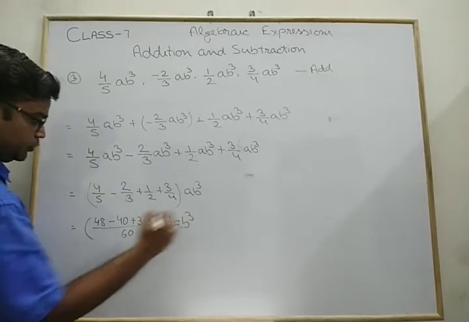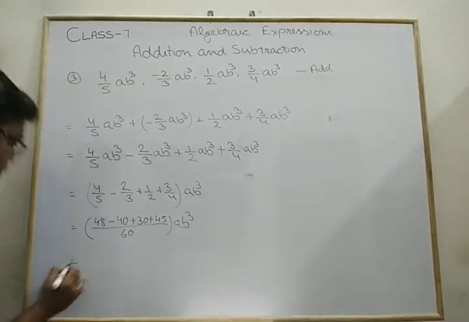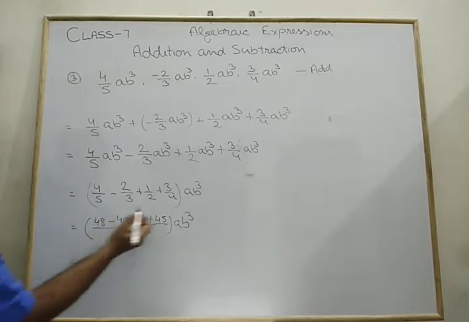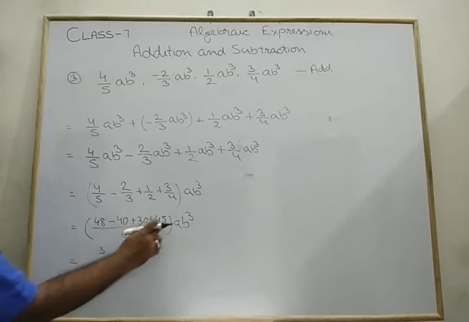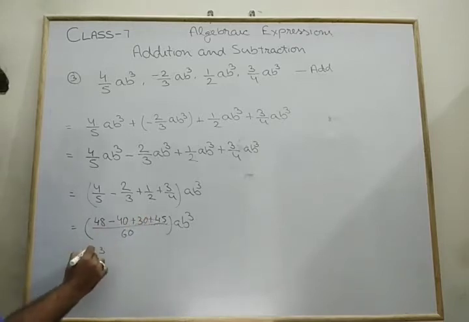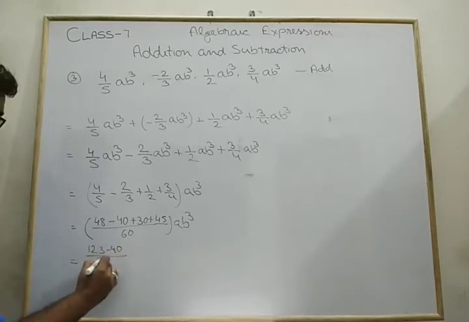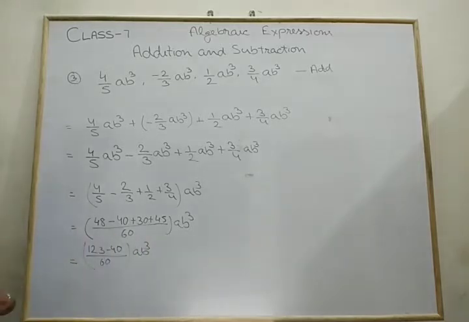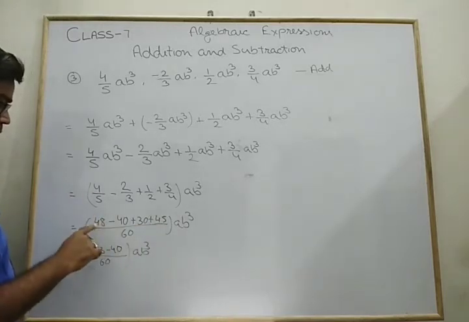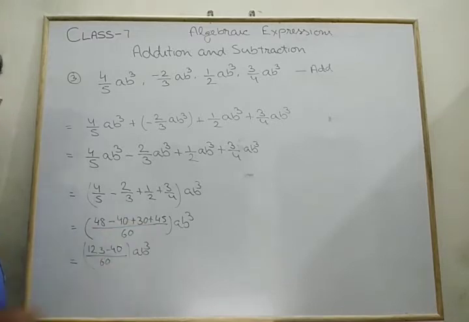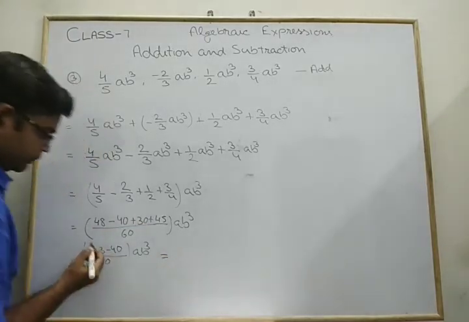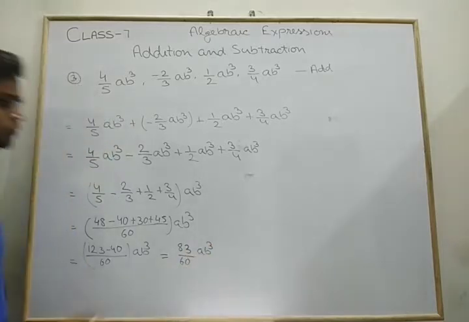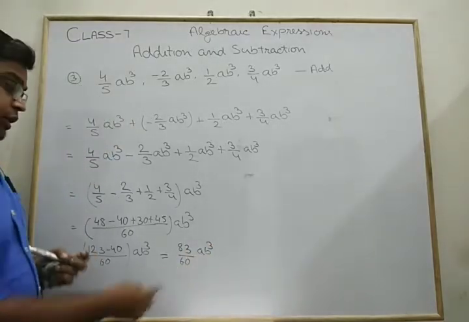It's ab cube. When the signs are plus, we simply add the numbers with plus sign. 48 plus 30 is 78. 78 plus 45 is 123. Then minus 40 gives 83. Check whether the addition or subtraction is right or not. Once again we are checking. 8 plus 5, 13, 3, 1 carry, 4, 1, 5, 5, 3, 8, 8, 4, 12. It's right. Then what is our value? Our value is 83 upon 60 ab cube. This is your answer, or if you wish, you can simplify this one.